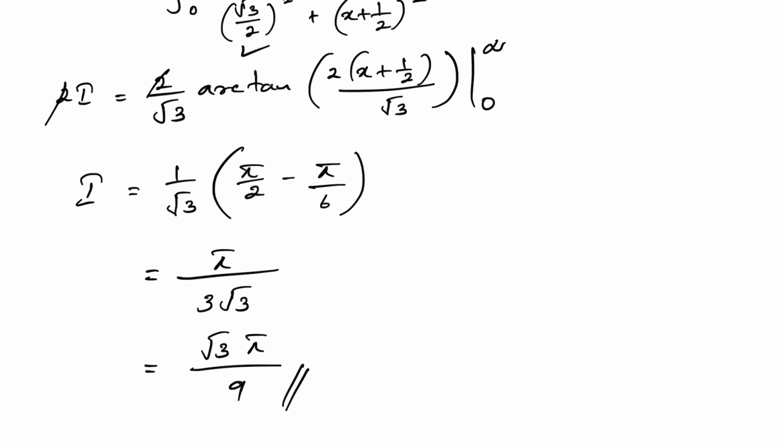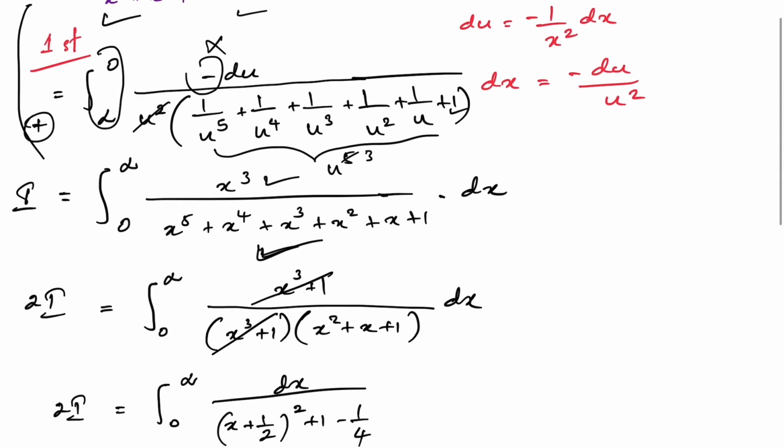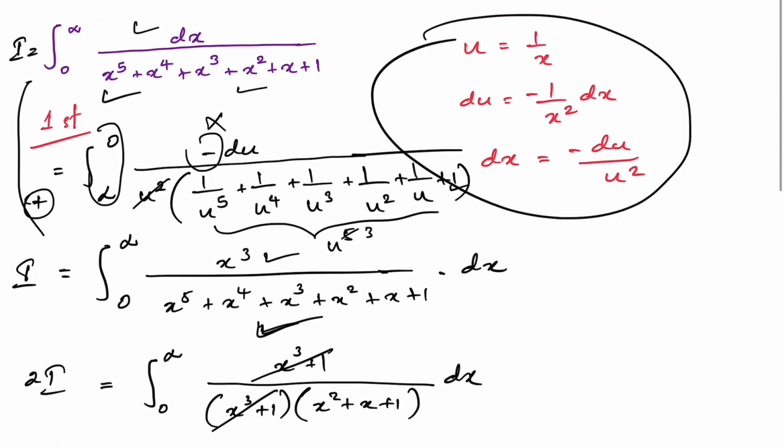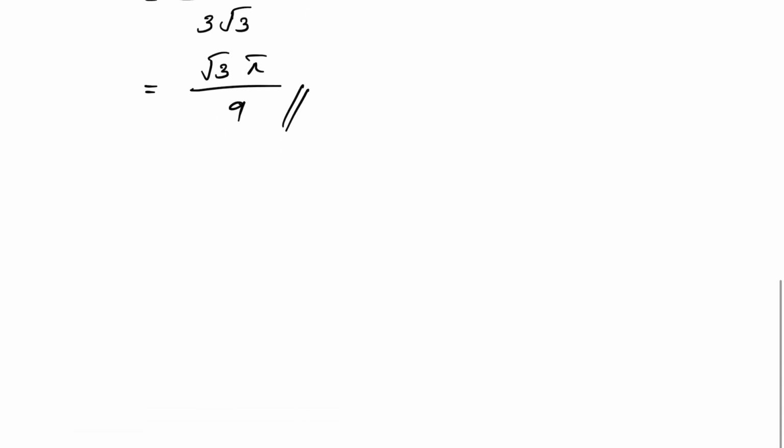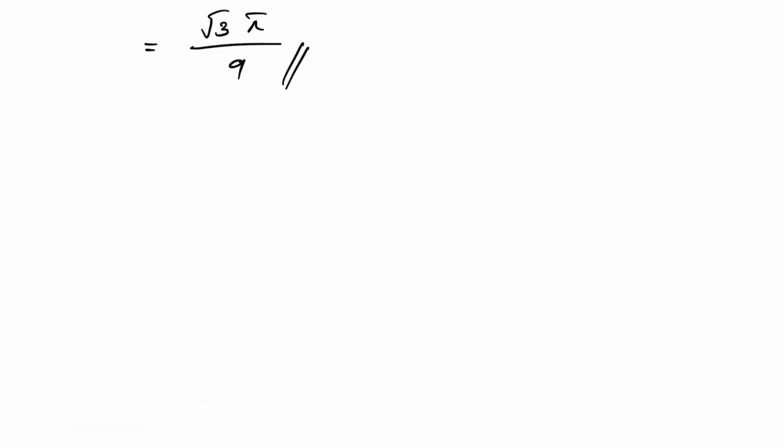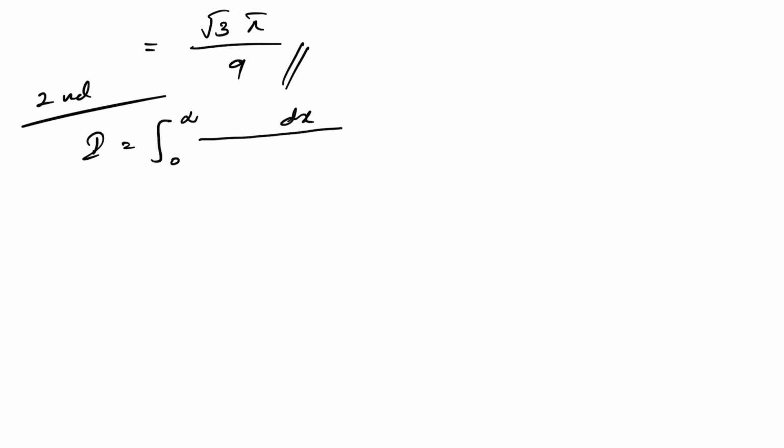But if you think a little bit more advanced, maybe if you didn't see this substitution, then you can solve it by using the Digamma function. Okay, let's begin. Now the second method. Our question: I is equal to the integral from 0 to infinity, dx over x to the 5th power plus x to the 4th power plus x cube plus x square plus x plus 1.